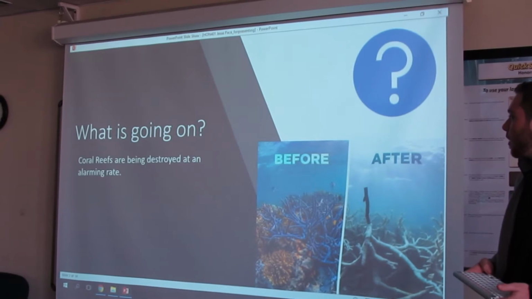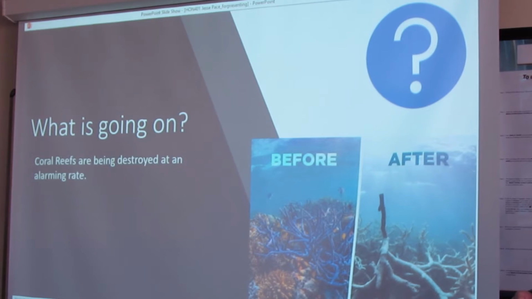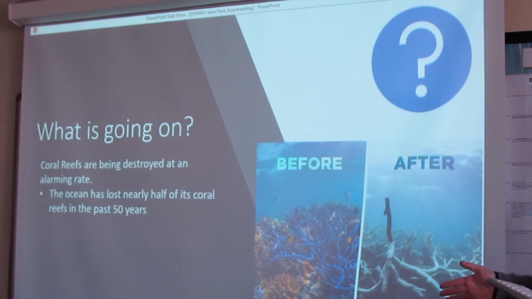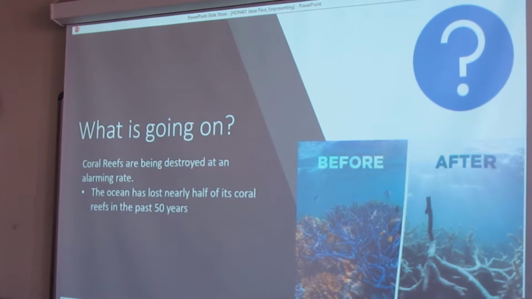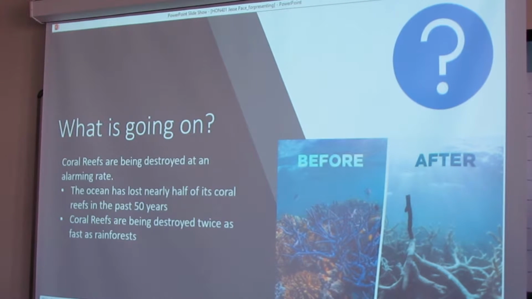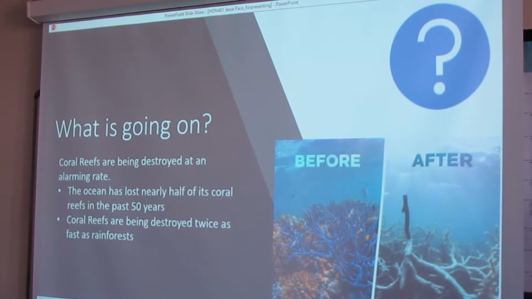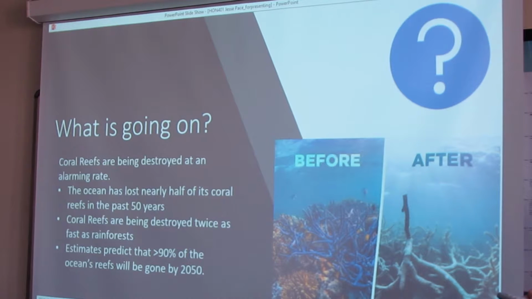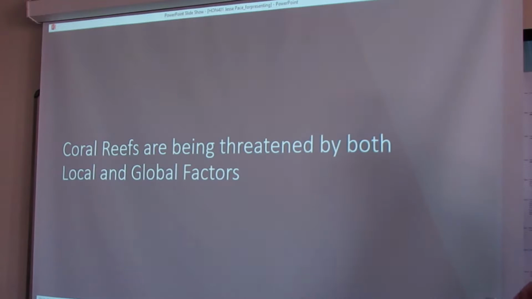So what exactly is going on? I hope most of us are aware that our coral reefs are being destroyed at a really alarming rate. People say that right now the corals we have are less than half of what we had 50 years ago. The rate of destruction is actually twice as much as that of the rainforests, which is pretty astonishing. Some estimates, the more severe ones, say that over 90% of our reefs will be gone by the year 2050. So our kids could be the last generation to see coral reefs, which is really sad.